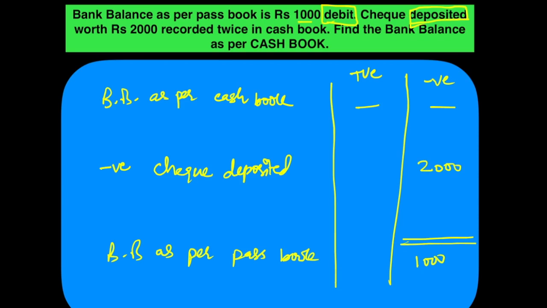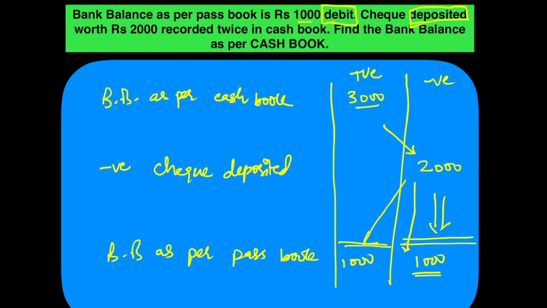Now what should our bank balance as per cash book be, so that after reducing 2000 we arrive at a figure of 1000? Is it 3000 or is it something else? Let's find it out. If it is 3000, we reduce 2000 from 3000 and arrive at a figure of 1000, but this 1000 is negative. But if we do this, then our answer would be 1000 positive, right? But we are not doing that because we need 1000 negative answers.